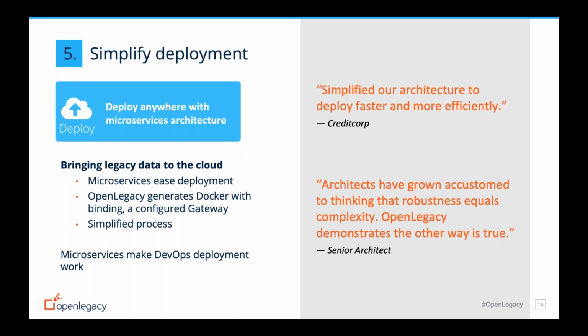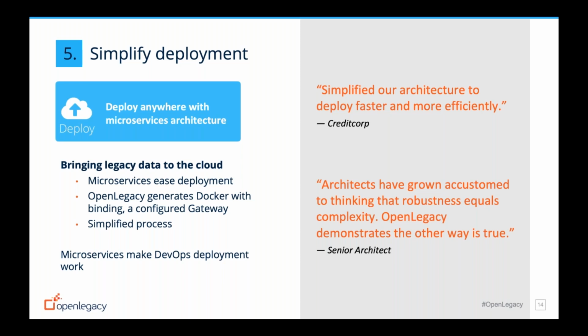And Credit Corp said, simplified our architecture to deploy faster and more efficiently. It's just, deployment can be easy if you follow the right steps and make it work right. And a lot of people actually understand that, that's why microservices have become popular. That's why even serverless functions have become popular, because they're easy to deploy, put them out there, and then let them connect to the right thing, rather than having all this middleware and everything else that muddies up the water as part of that.